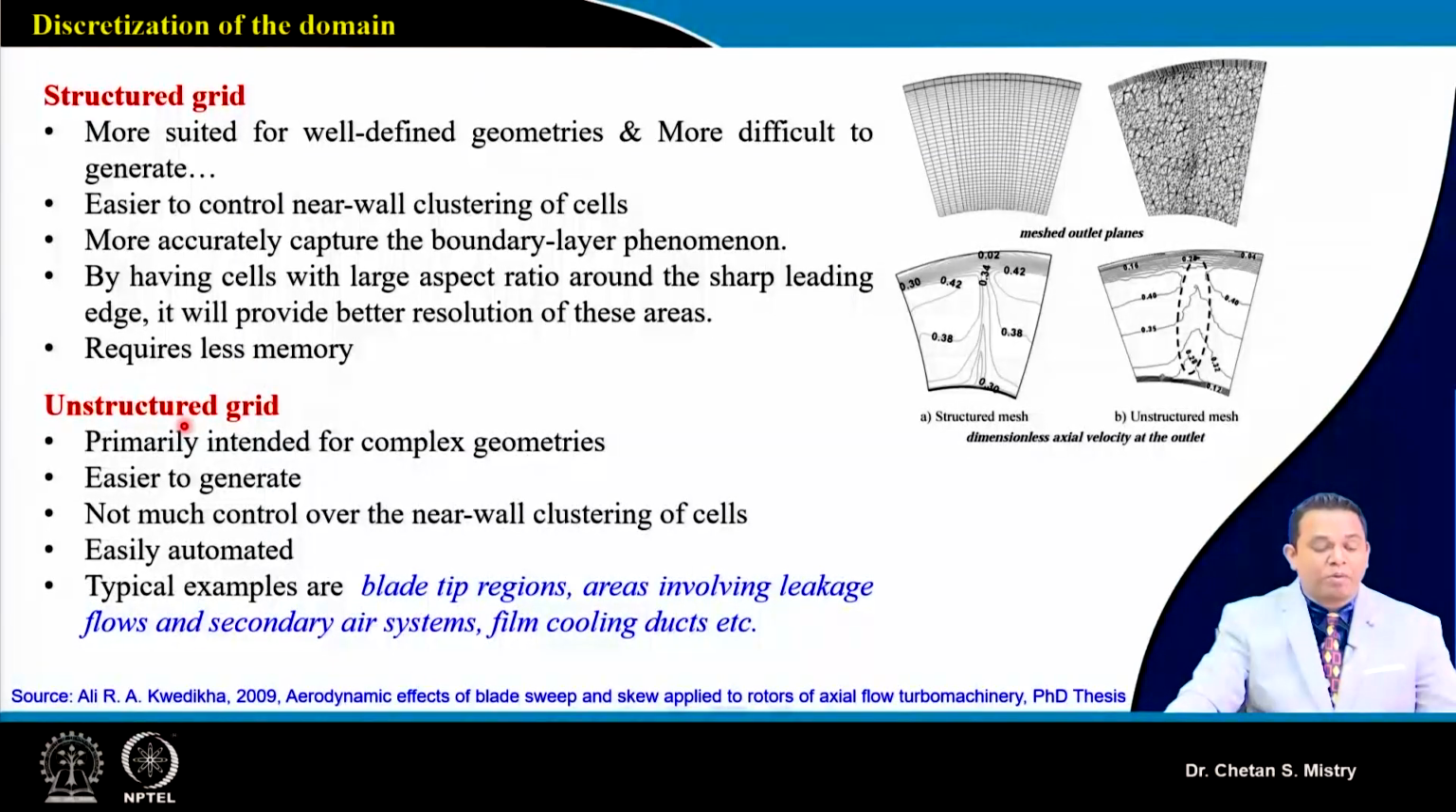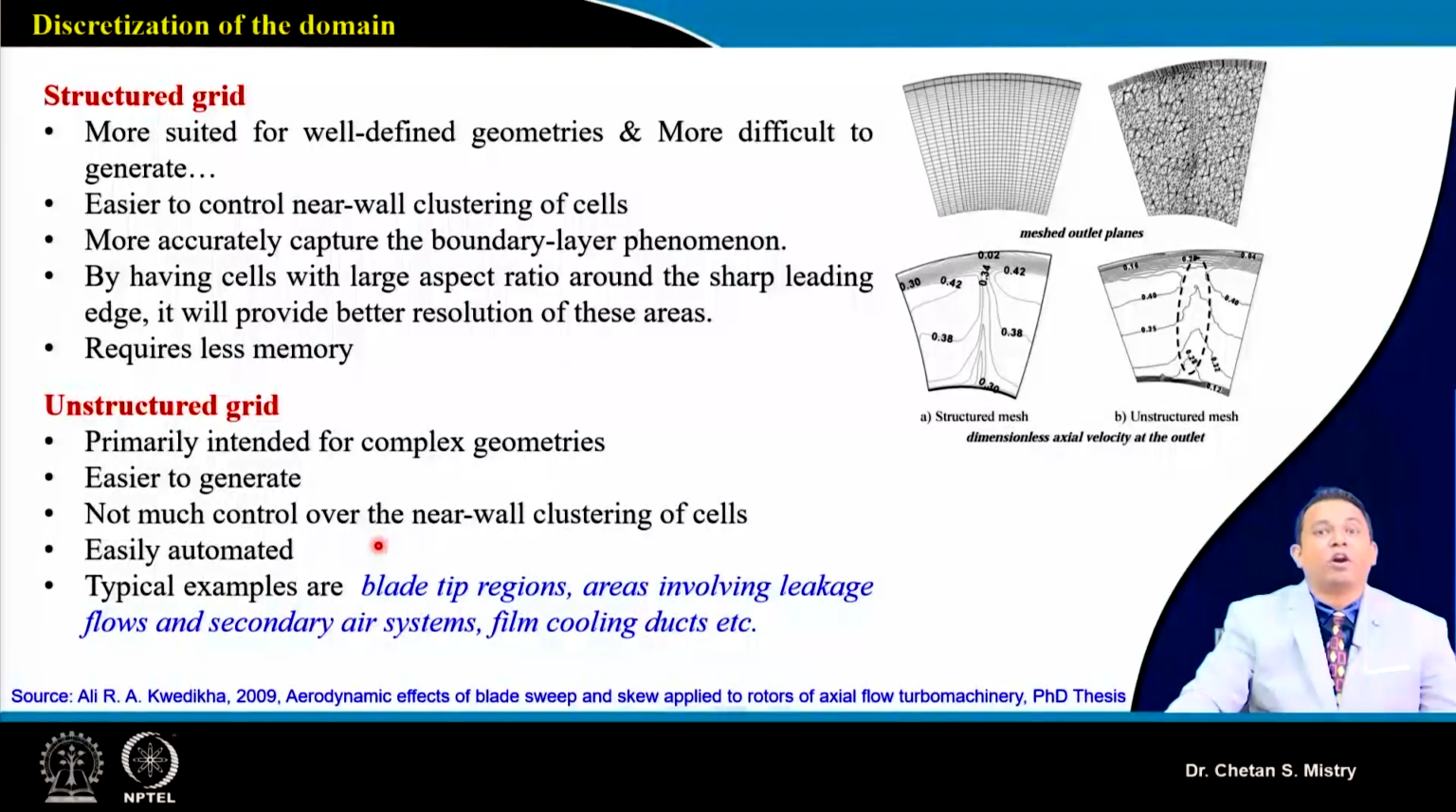Now when we are talking about the unstructured grid, it is intended for complex geometries. There are some complex flow studies we do in order to analyze the flow field for, say, a fan as well as a compressor. Under that configuration, we will be going with unstructured meshing. It is easier to generate, but not much control is possible near the end wall region.